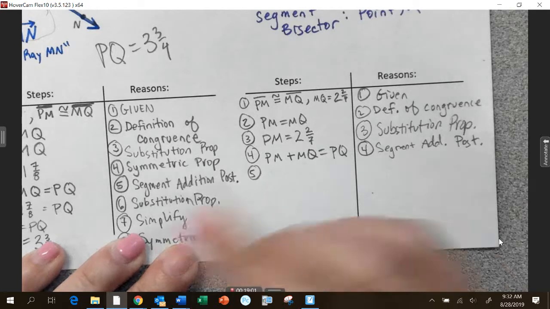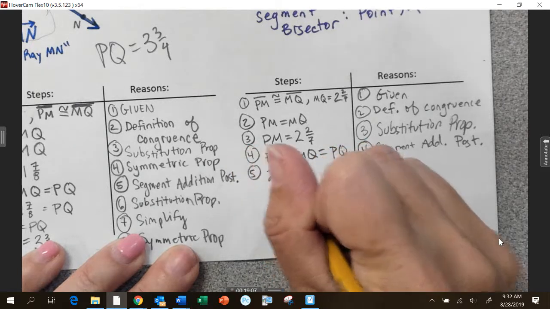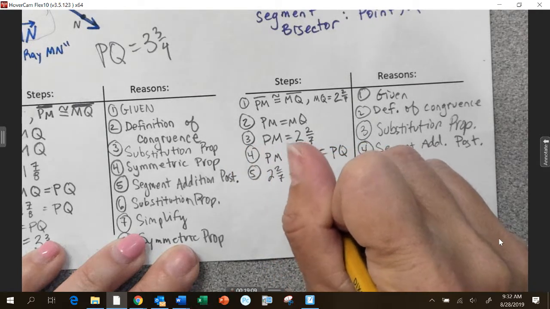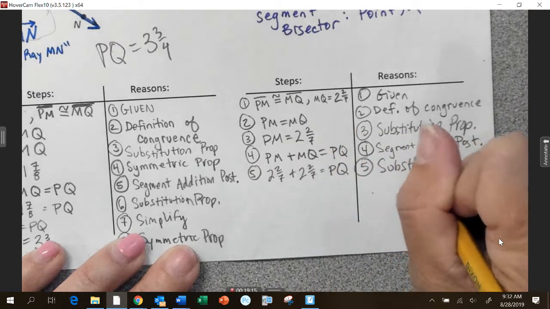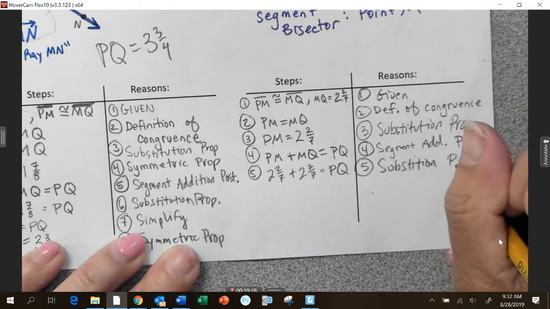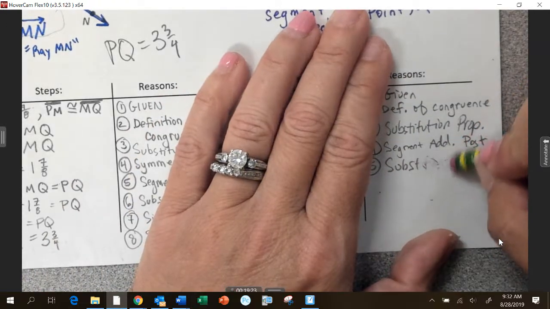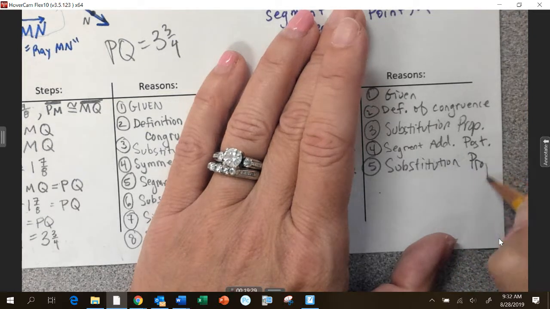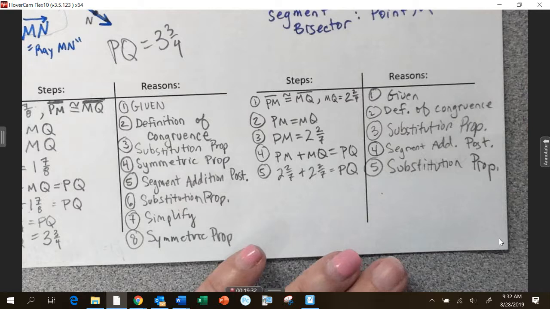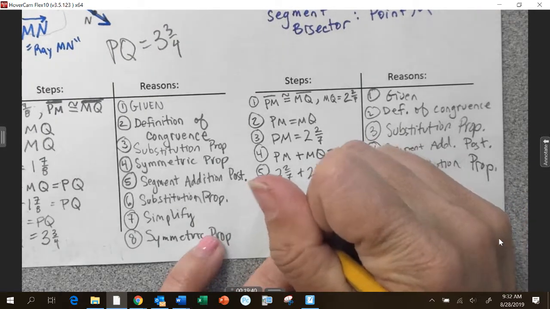Number 5. I know PM is 2 2/7, and I know MQ is 2 2/7. What did I just use? Substitution. Something I'm not abbreviating is substitution. Did I spell that right? Nope, I did not. Substitution. Okay. Something I'm not abbreviating is substitution, because if I abbreviate sub and I abbreviate sub for subtraction, then what am I really talking about? Yeah, I don't know either. So I don't abbreviate that one.